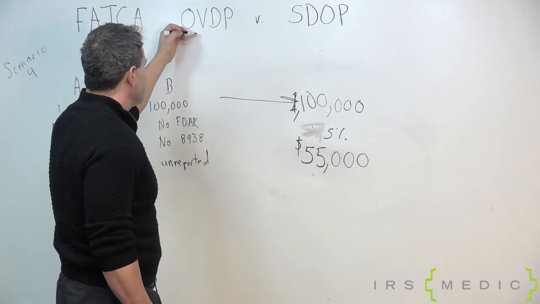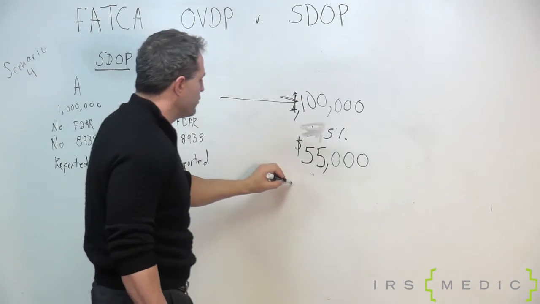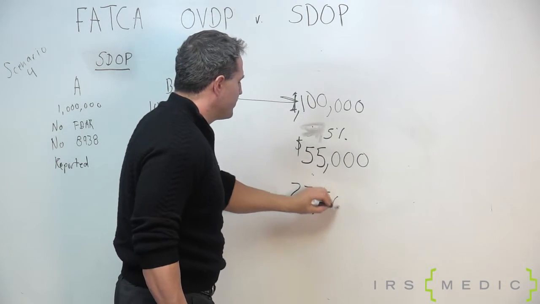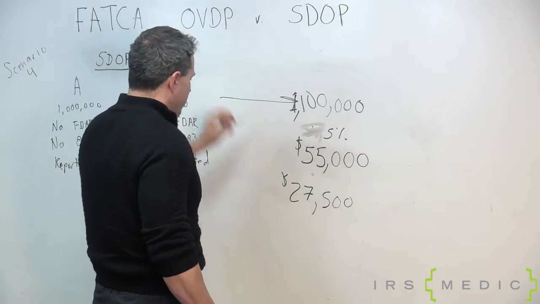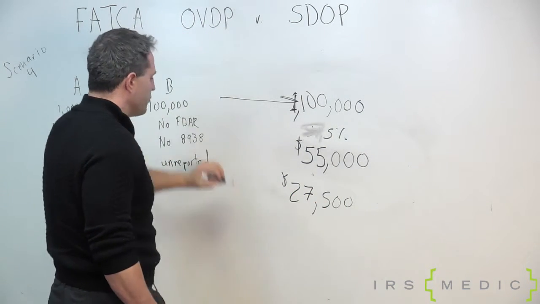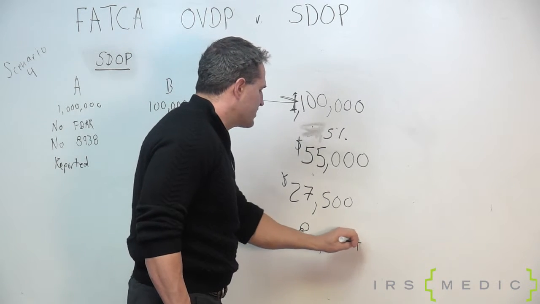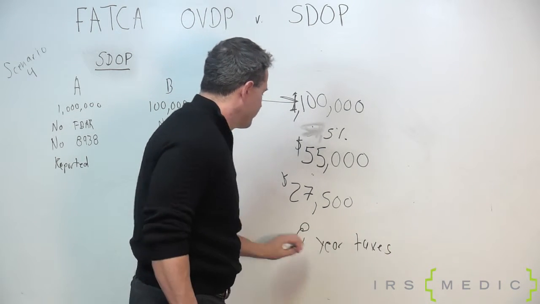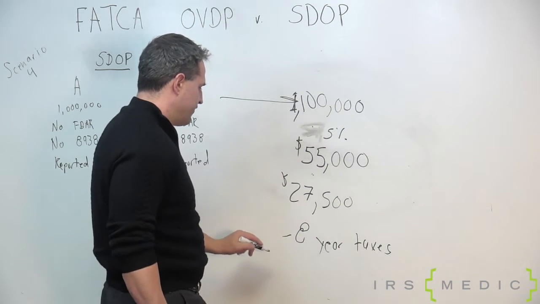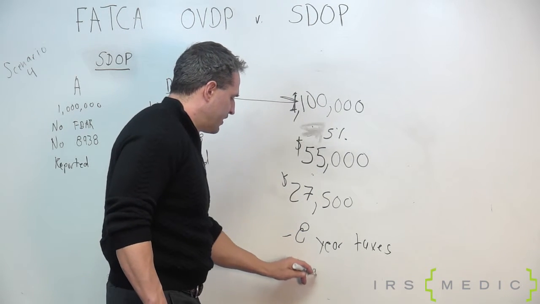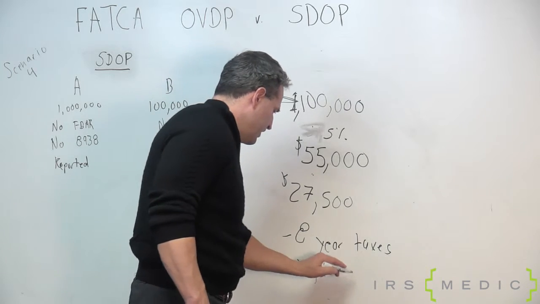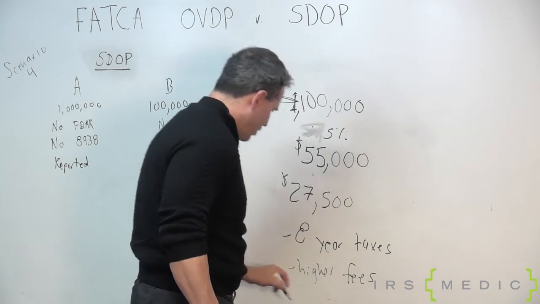Wow. Now, I think in this case, if these are the numbers we're looking at, $55,000 SDOP versus $27,500 for full OVDP, we'd still probably push our client into SDOP because, again, 3 years of taxes versus the 8 years of taxes of full OVDP. And then, attorneys are awesome people and deserve all the fees that they get.